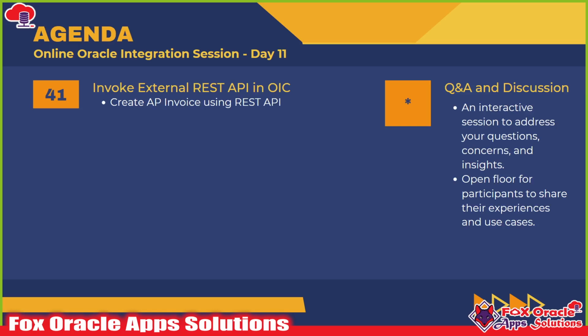Now, in this video, we are going to learn how we can invoke a REST API or any third-party system from Oracle Integration to perform a transaction. For example, we are going to create AP invoices from the front end. So how can we create AP invoices using Oracle Integration with the help of REST API? All these things we are going to learn in this video.